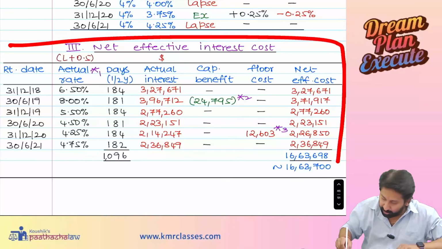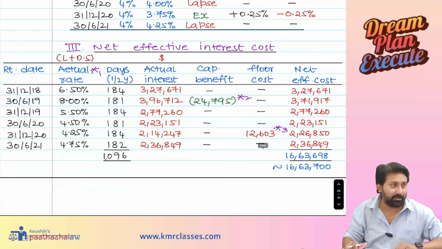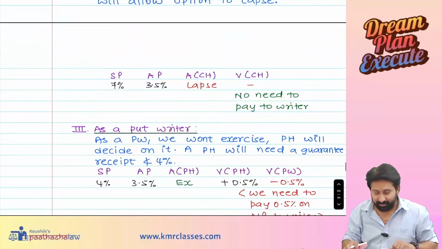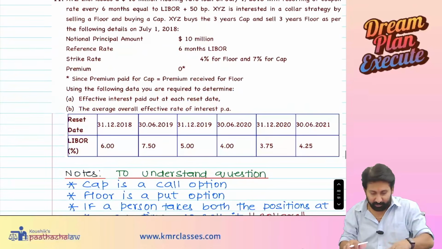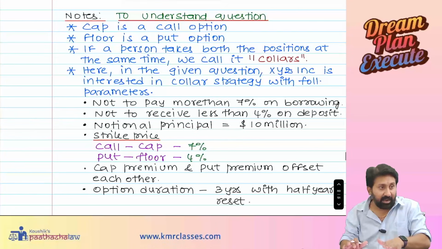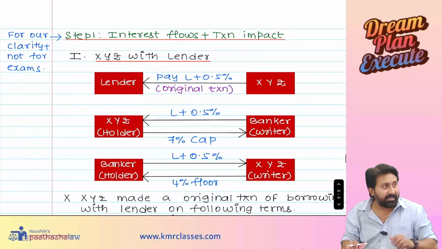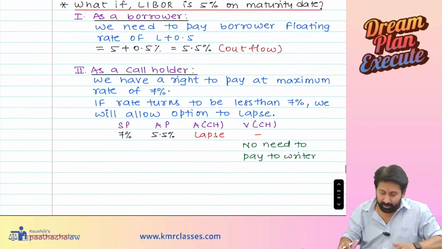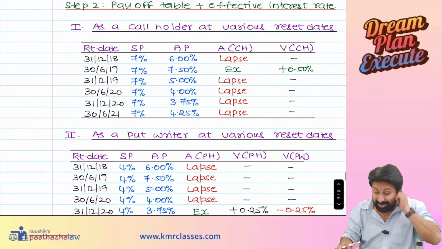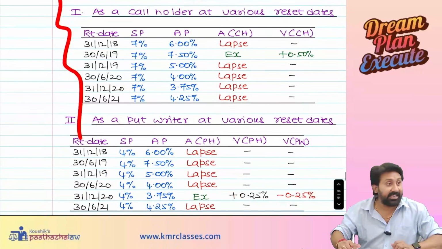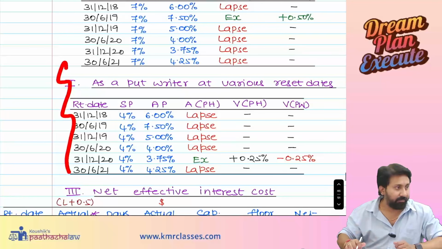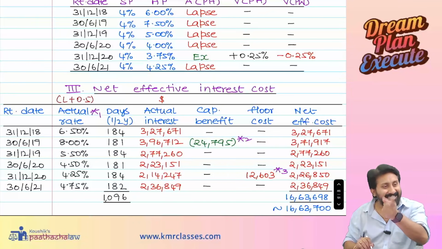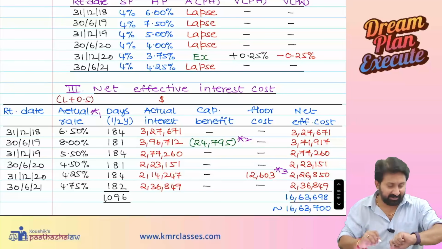This schedule you can see in your study material answer also. This is a 10 marks question. First, we analyzed the facts and understanding. Next, we went into interest flows and transactions impact. Then we went into understanding the payoffs at each 6 month interval. Then lastly, we are doing this. You should see the institute answer. Then you will understand the importance of our class.